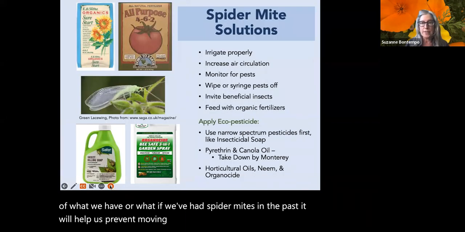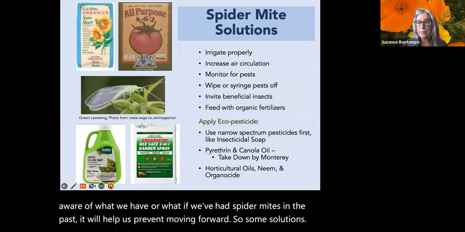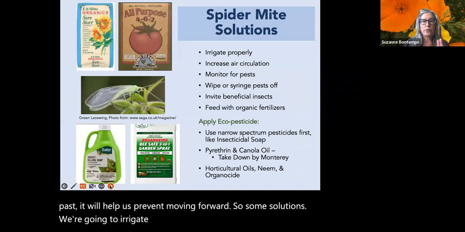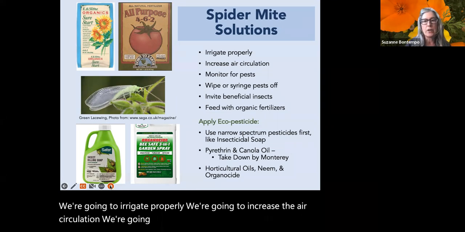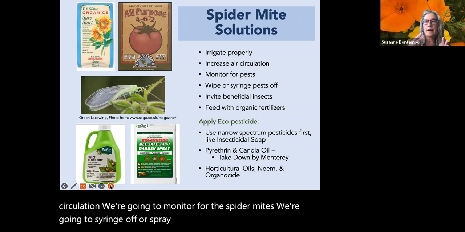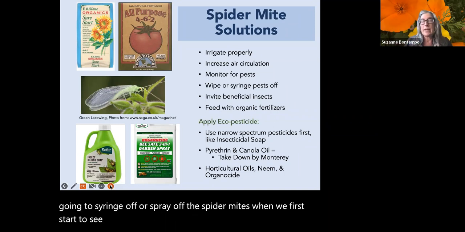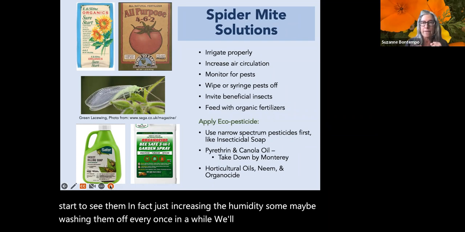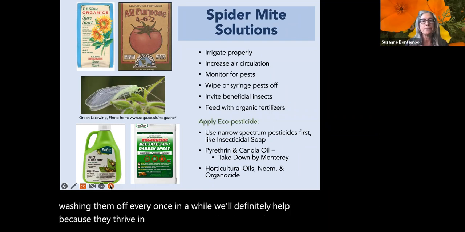So some solutions: we're going to irrigate properly. We're going to increase the air circulation. We're going to monitor for the spider mites. We're going to syringe off or spray off the spider mites when we first start to see them. In fact, just increasing the humidity some, maybe washing them off every once in a while will definitely help, because they thrive in those dry, dusty conditions.